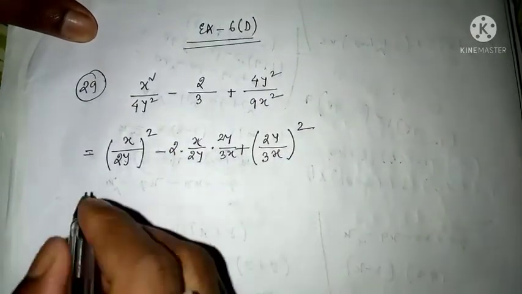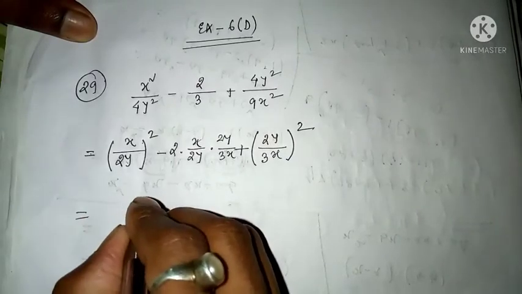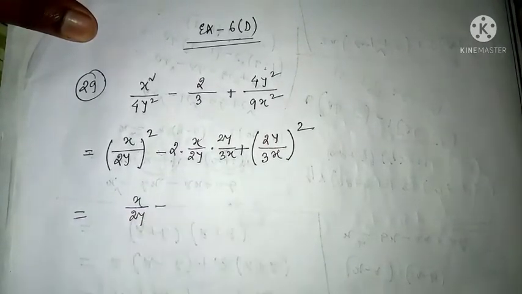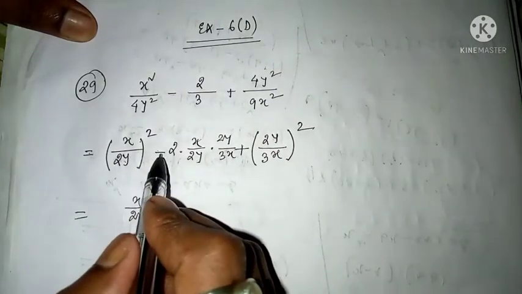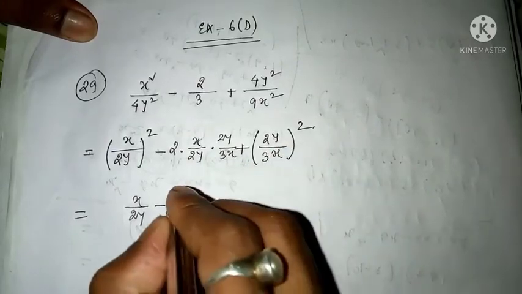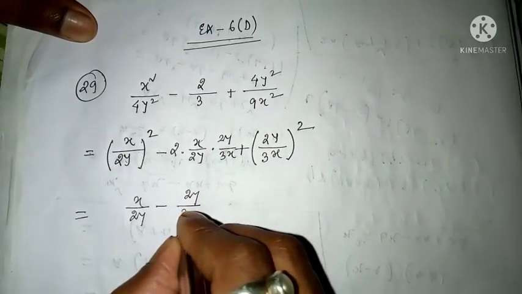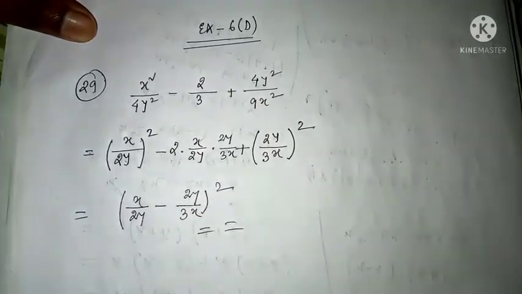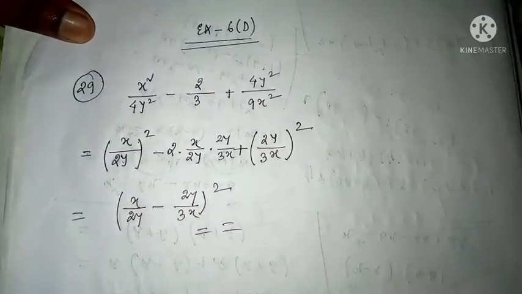Now I can write the first term, that is x by 2y. You have a minus here, so you write minus here, because this is actually the (a minus b) whole square format. Then the second term is 2y by 3x, whole square. So this is our answer to the 29th number question.